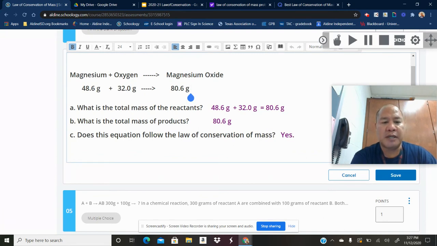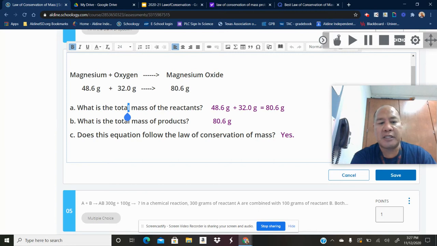Well, what is the total mass of the reactants? If it follows the law of conservation of mass, then both the products and the reactants must be equal in mass. So what is the total mass of the reactants? Well, it's 48.6 plus 32, which gives you 80.6 grams of reactants.